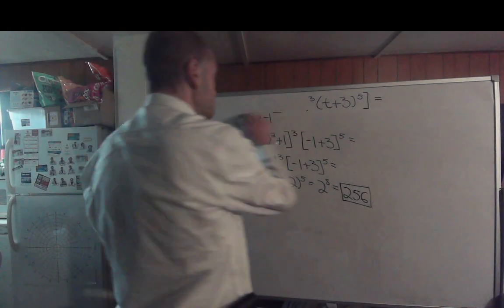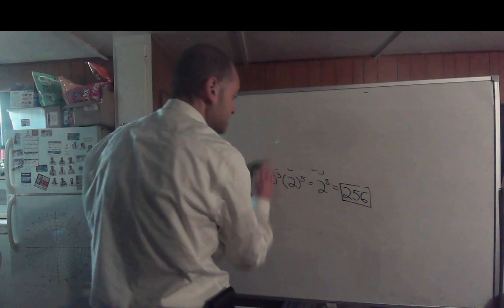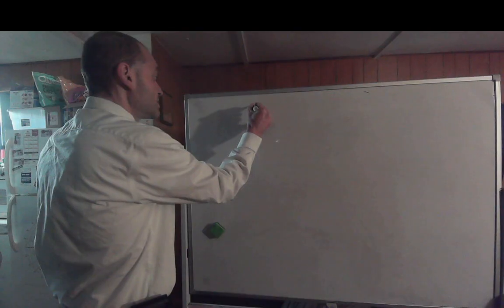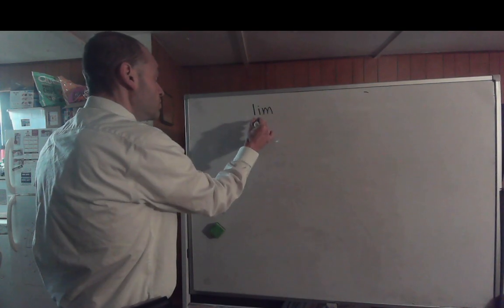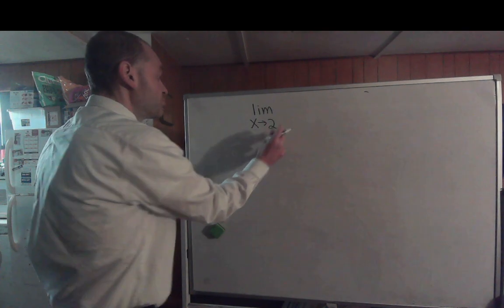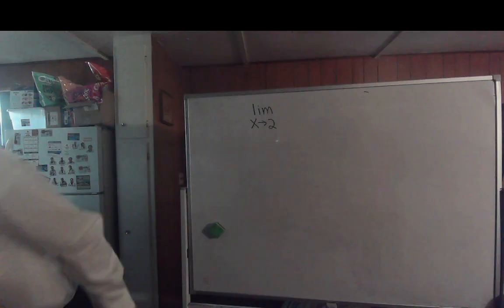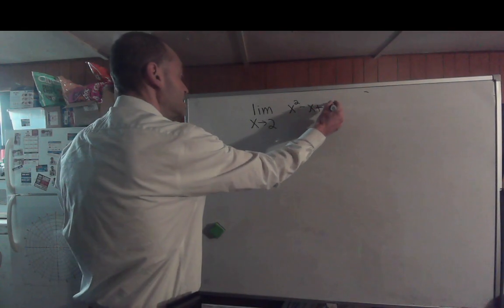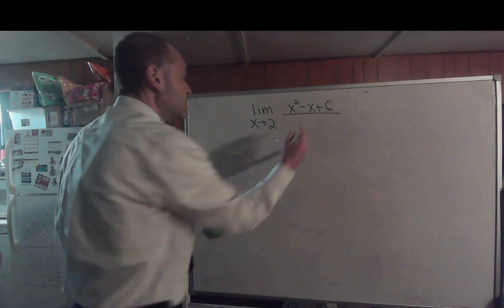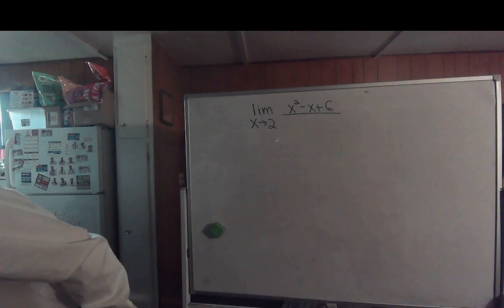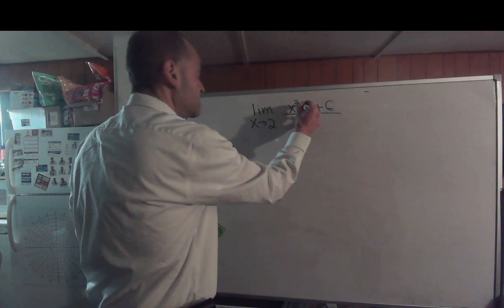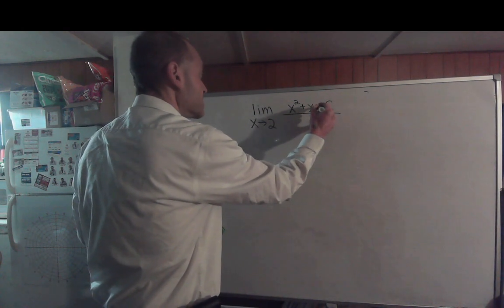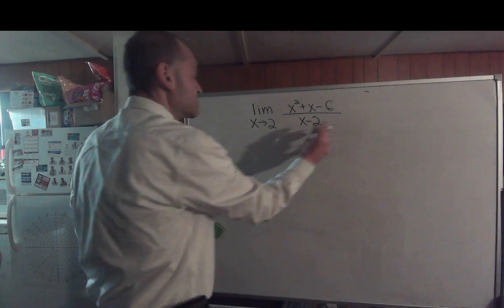Alright, so those were some easy direct substitution cases. Now, what if I gave you something like this? What if I gave you the limit as x approaches 2 of x squared plus x minus 6, that would make more sense, all over x minus 2.